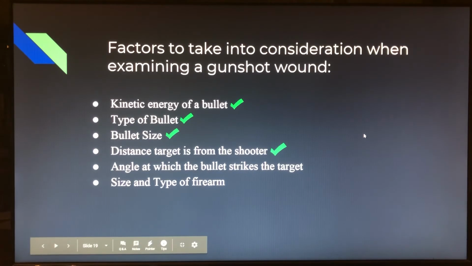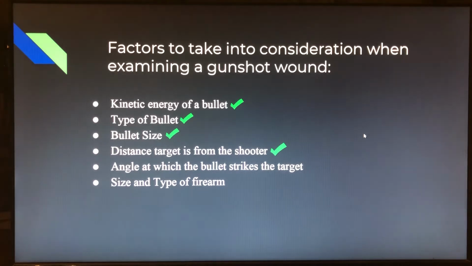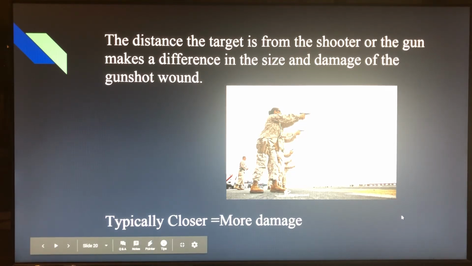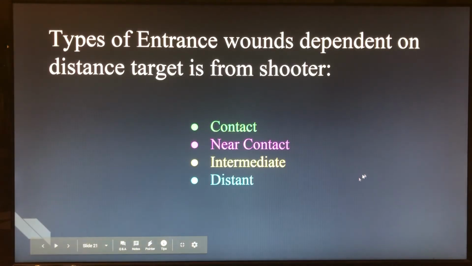The next factor we'll talk about is distance the target is from the shooter. So the distance the target is from the shooter or from the gun does make a difference in the size and damage of the gunshot wound. Typically, as one would probably imagine, typically the closer you are, the more damage you're going to do. So there are different types of entrance wounds depending on the distance the target is from the shooter. So we have contact, near contact, intermediate, and distant.